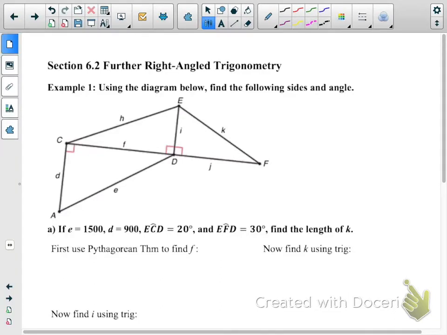Okay, so now we're on section 6.2, and this is really just more of what we did in section 6.1, but the problems are a little bit more complicated. So you have several questions in your homework, really throughout this whole chapter, where they give you a picture and expect you to use that picture for more than one part of a question.